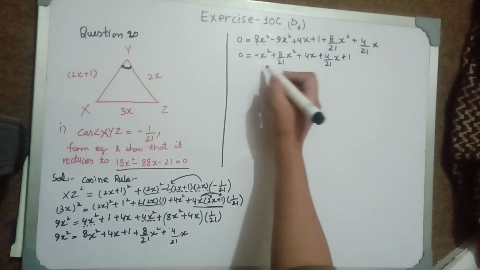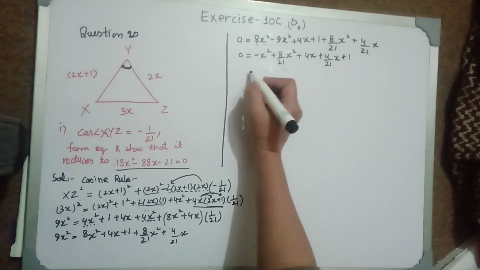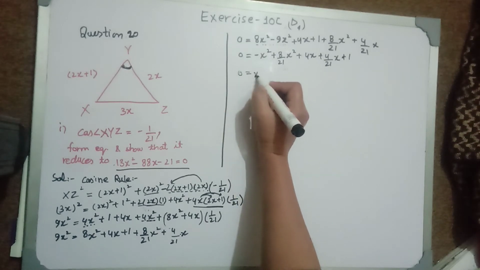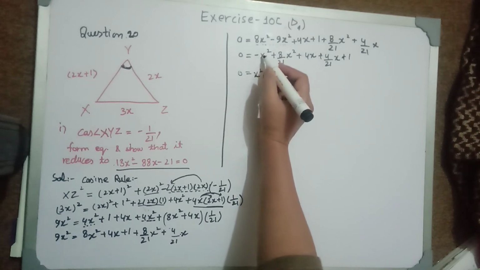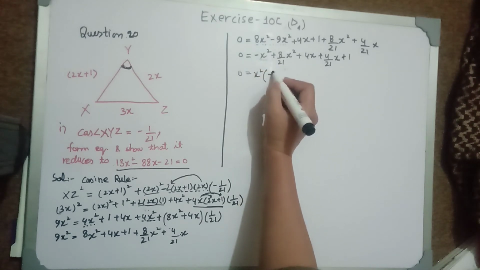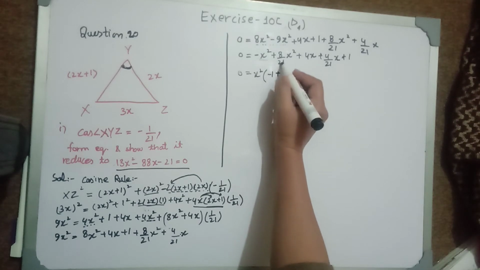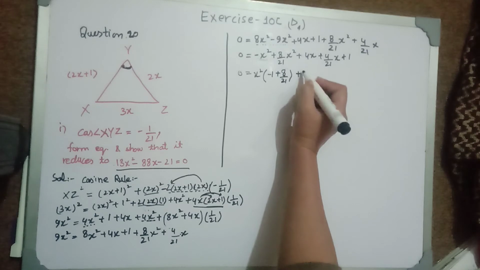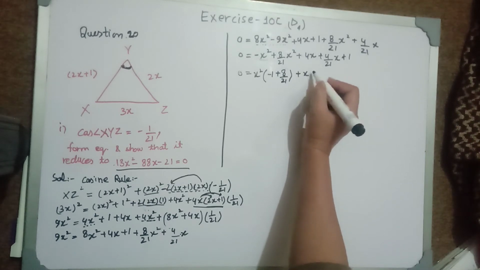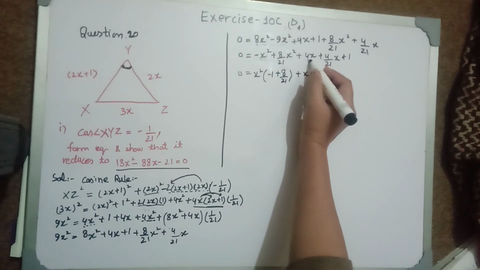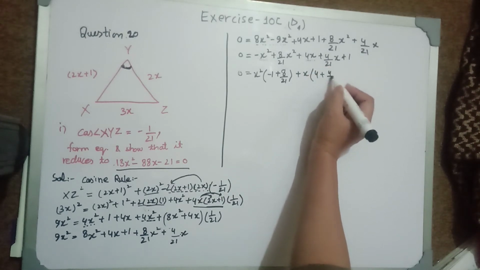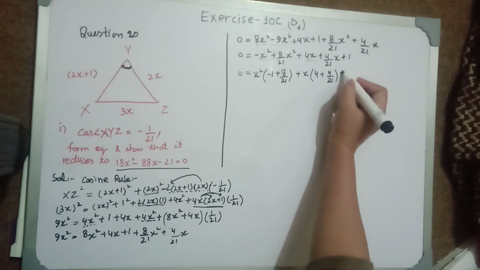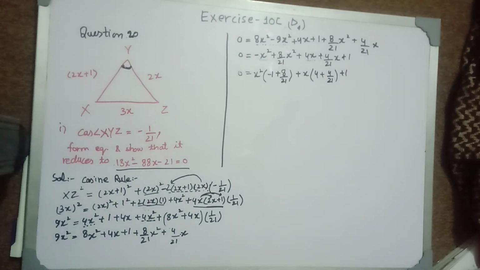Now as you can see that x square is common in these two terms, so I'm going to take it common and I'll get x square. If I'm taking it common, then here I will be left with minus 1 plus, from here 8 over 21 is left, right? Plus I'm going to take x common from here, and I'm left with 4 here, and plus 4 over 21 here, plus 1, right?